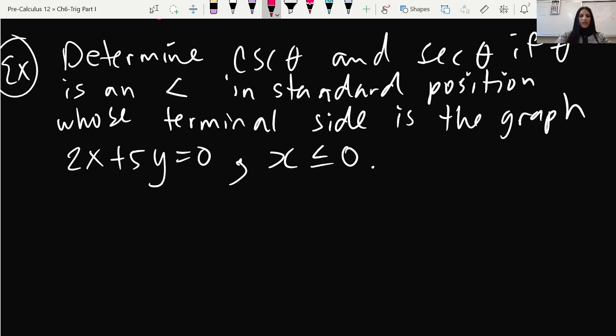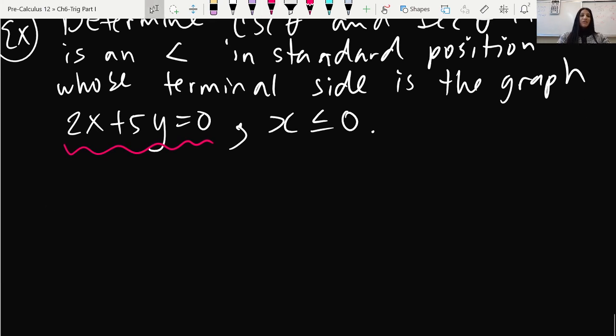Okay, so my go-to thought is, we're trying to figure this cosecant and secant out. That's like what we just did. But it says in standard position whose terminal side, so the terminal arm, is the graph of this thing. I would think, what is that thing? 2x plus 5y equals 0. Well, that's a linear equation. But we're used to seeing y equals mx plus b. So we can rearrange this.